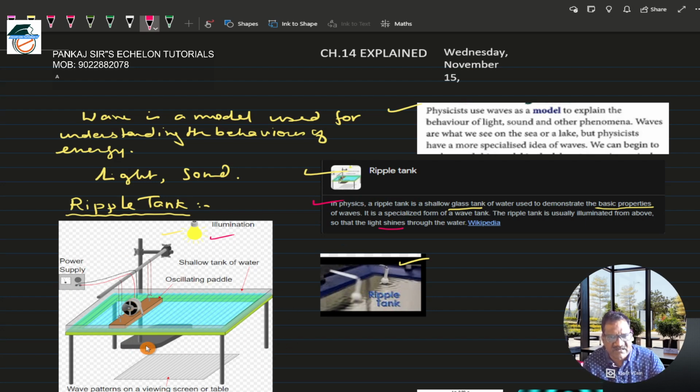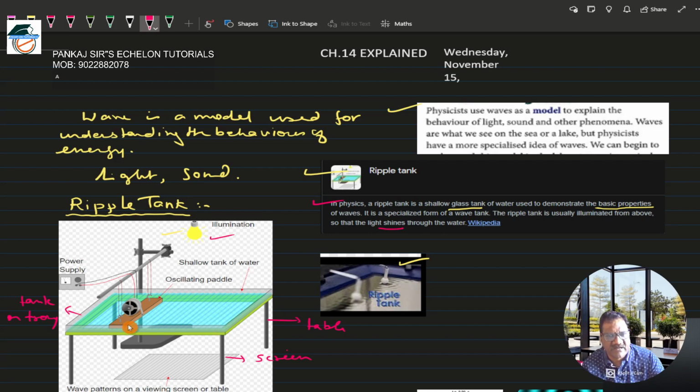And here you can see a ripple tank. It's kept on an elevated table, because you have to keep a screen over here. Can you see this? This is a screen. Now this is a table, and this is the tray of the tank. You can call it a tank or a tray.